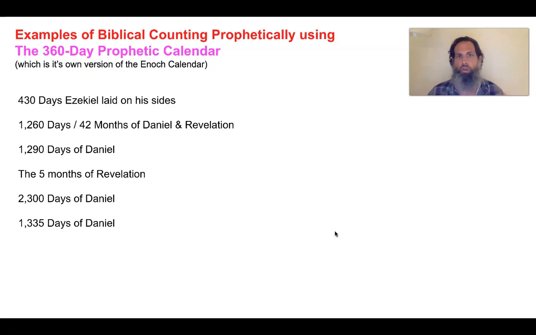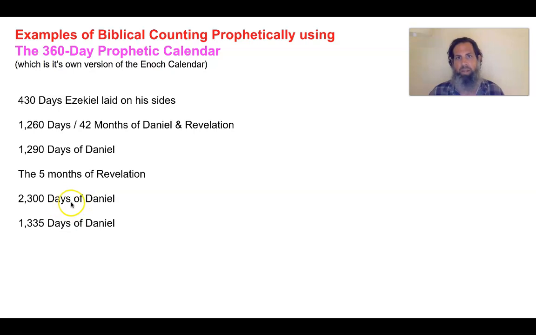Now that I've shown you the 360-day prophetic calendar, let me give you some examples of counting biblical prophecies using it, which again is its own version of the Enoch calendar. The 430 days that Ezekiel laid on his sides, I have a video on that. The 1,260 days, which is 42 months, of Daniel and Revelation. The 1,290 days prophecy of Daniel. The 5 months prophecy of Revelation. The 2,300-day prophecy of Daniel. And also the 1,335-day prophecy of Daniel. To count these prophecies, you have to have the correct Enoch calendar and then have the understanding to drop those 4 days in your reckoning and have the 360-day prophetic calendar.